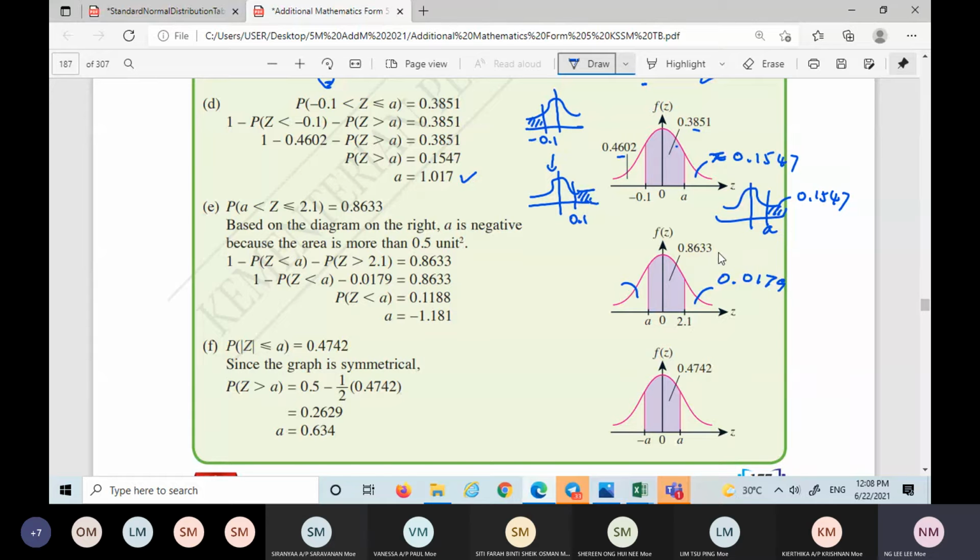Same thing, 1 minus these 2. Okay, 1 minus these 2, you will get 0.1188. Remember I asked you to do the remark because A is on the left of 0. This is a remark: A is negative. Same like this, they are symmetry. So you just read from the table. Area given, so inside out. And then remember, at the end, the answer is negative.